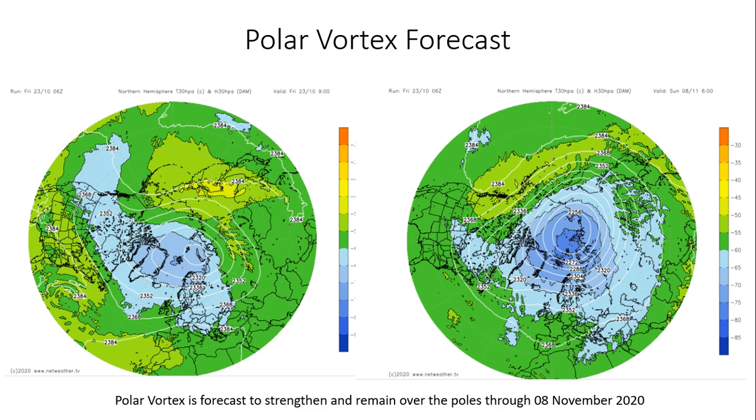And then the image on the right shows the 8th of November, and the white lines there, that gradient tightens up, and you'll notice that that polar vortex has actually strengthened based on the spacing of those white solid lines, and it remains up over the north polar areas. So no real sign of the polar vortex weakening at all based on these graphics.